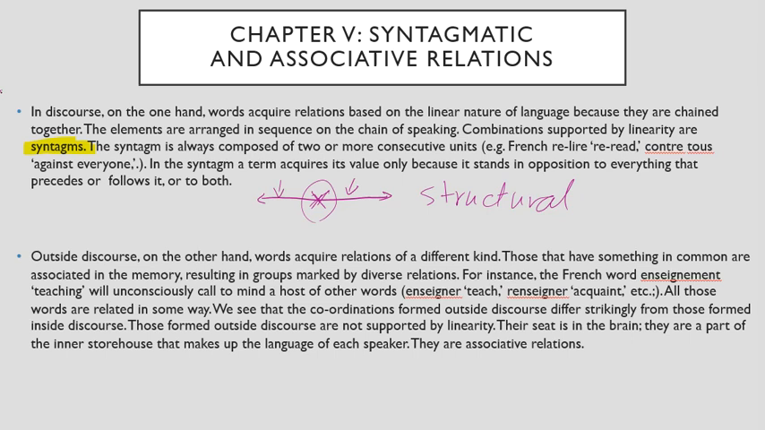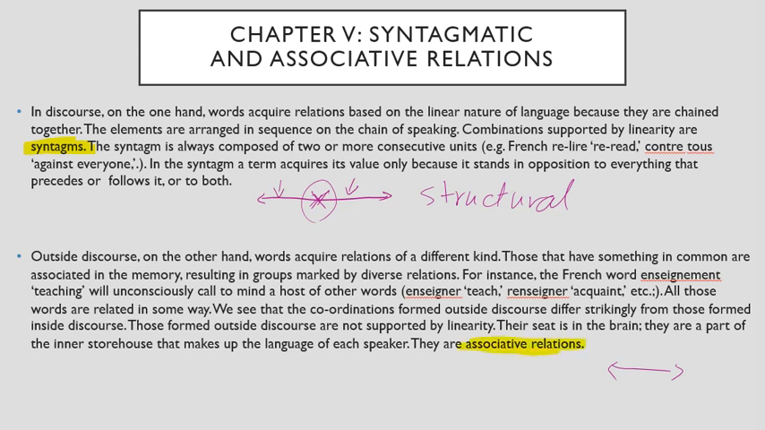But in associative relationships, we don't care about the structure or the linearity. We only care about the association of different words. So those formed outside discourse are not supported by linearity. Their seat is in the brain. They are a part of the inner storehouse that makes up the language of each speaker. They are associative relationships.